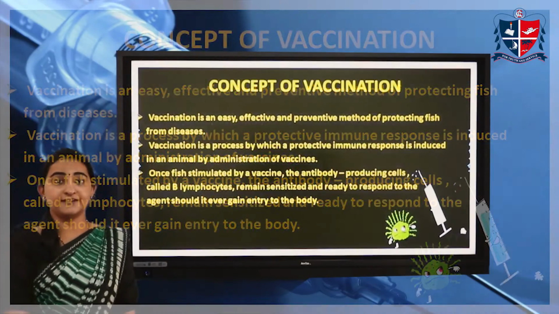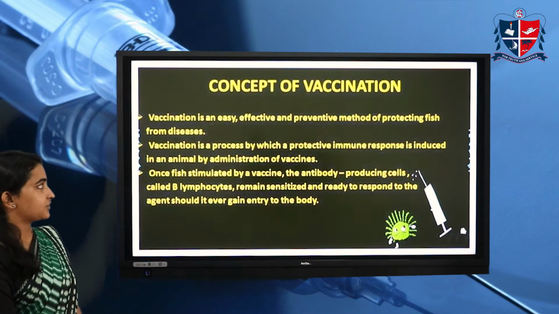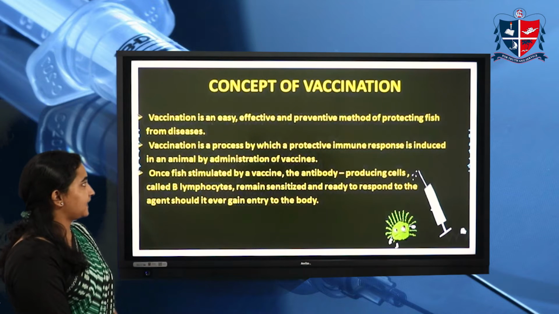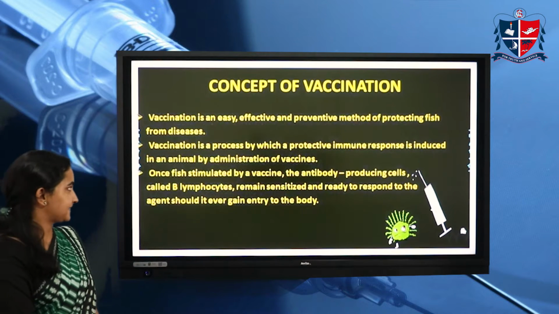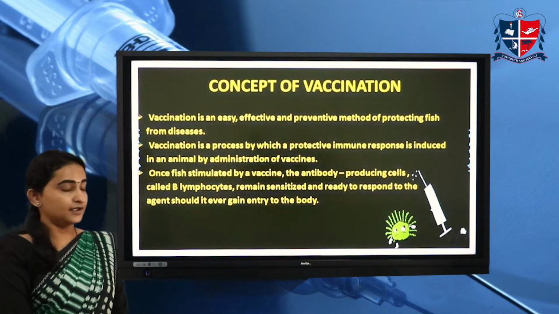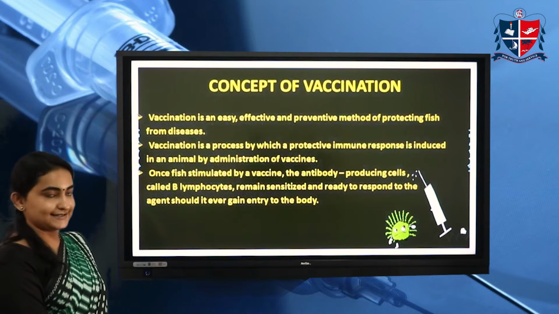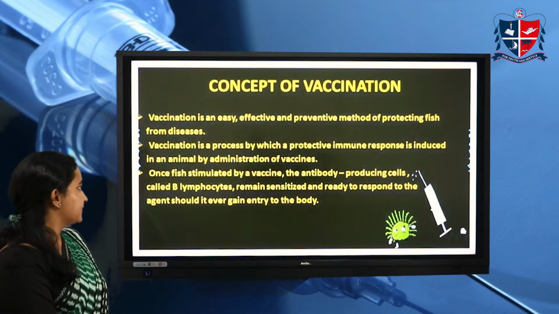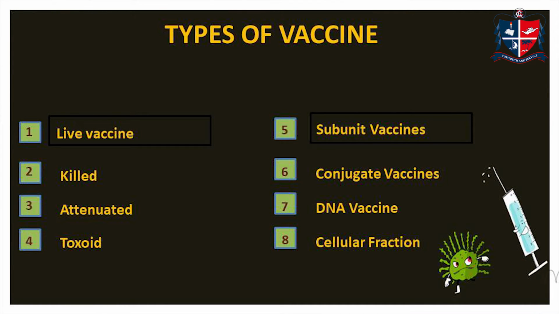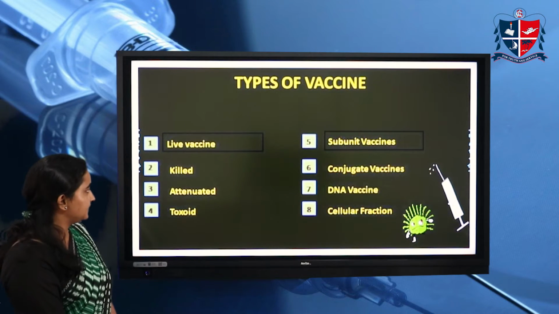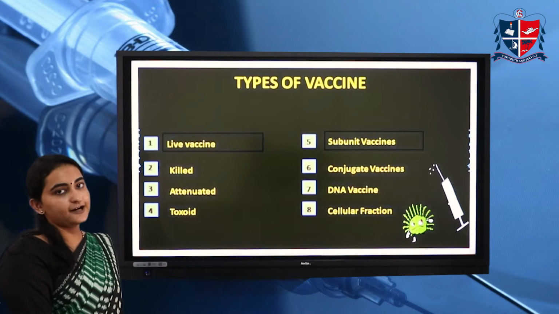Then the concept of vaccination. Vaccination is a very easy, effective, preventive and protective method to protect fish from disease. Vaccination is a process by which a protective immune response is induced in an animal by administration of vaccines. So improved immunity can be developed in a fish by administering vaccines. Once the fish is stimulated by a particular vaccine, the B lymphocytes present in the fish body will activate by producing antibody cells, and they will remain sensitized and ready to respond to the agent should it ever gain entry into the fish body. And these are the types of vaccines, namely live vaccine, killed or inactivated vaccine, attenuated vaccine, toxoid vaccine, subunit vaccine, conjugate vaccine, DNA vaccine, and cellular fraction.